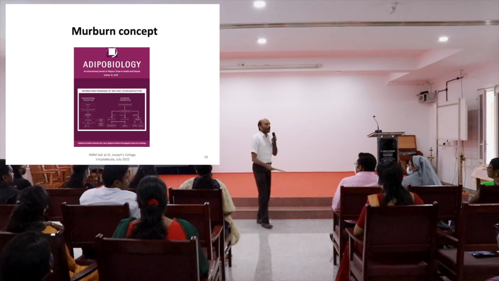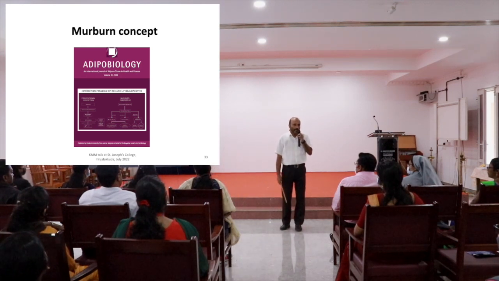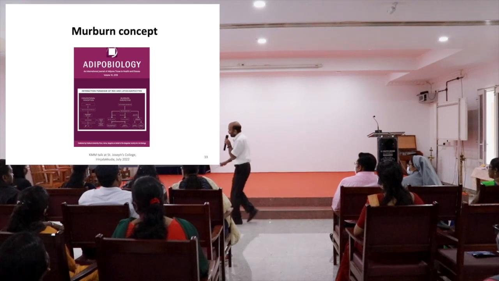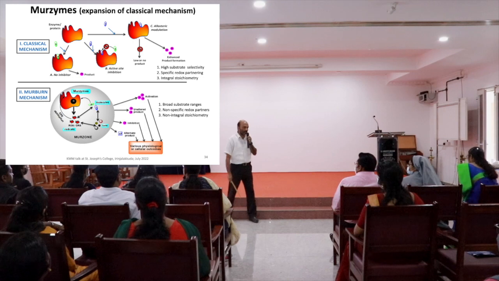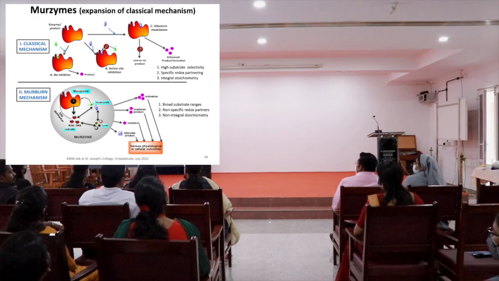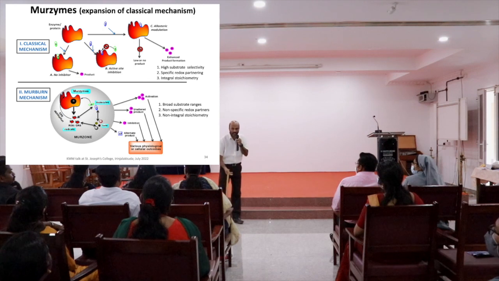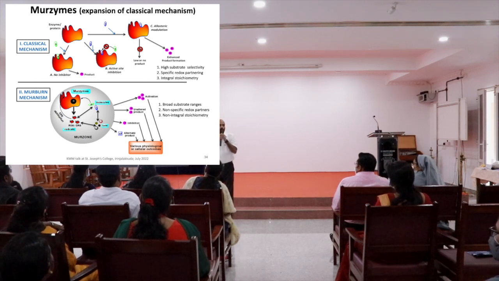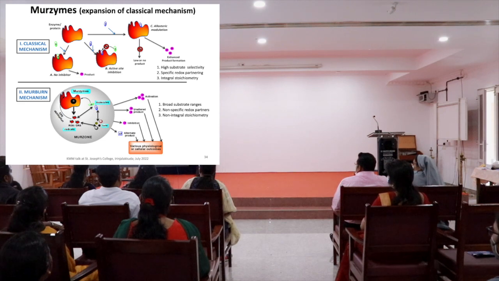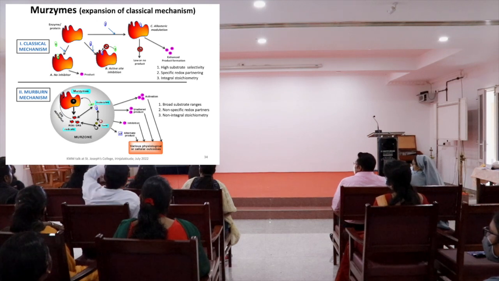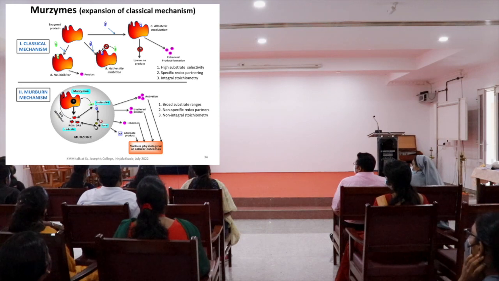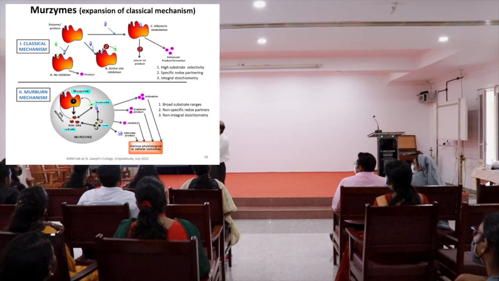So now I have shown you examples wherein the Murburn concept was applied. I would like to tell you a few more words about Murburn concept. Here is the classical enzyme mechanism. You have the Fischer's lock and key, the Koshland's induced fit, wherein the substrate comes and binds at the active site. S stands for substrate, it binds at the active site. The inhibitor can also come and bind at the active site. So active site, inhibitor, inhibition. There is an allosteric inhibition also. So this mechanism gives you high substrate selectivity, specific redox partnering, and integral stoichiometry.